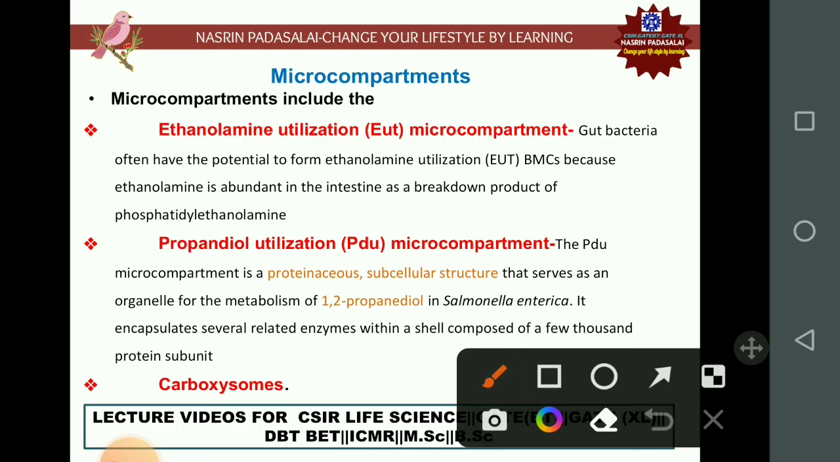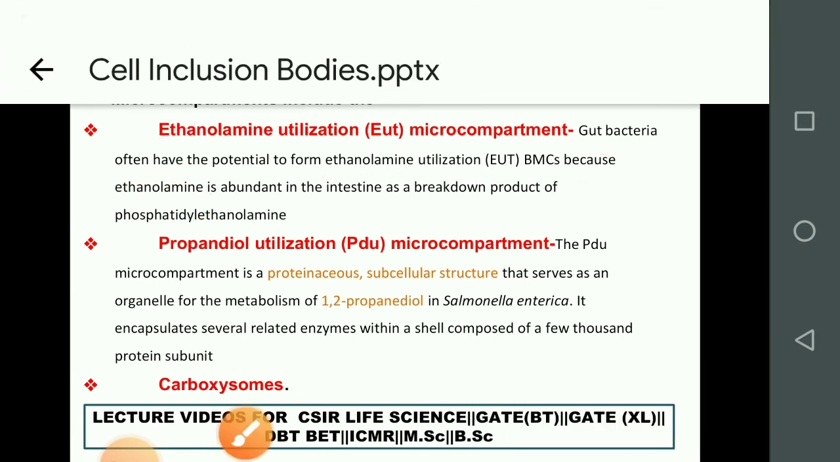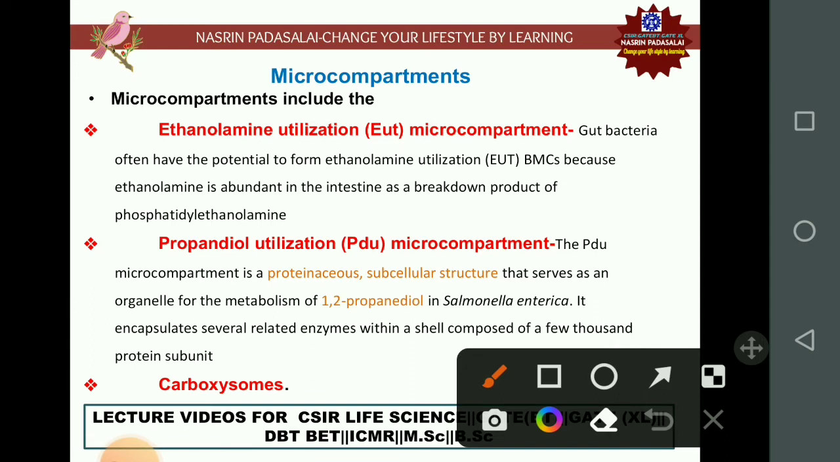These are a few examples of microcompartments. First, the ethanolamine utilizing microcompartment, which is called EUT. Generally, gut bacteria often have the potential to form this ethanolamine utilizing microcompartment because ethanolamine is abundantly present in the intestine. This ethanolamine is a breakdown compound of phosphatidyl ethanolamine. The next type of microcompartment is the propanediol utilization microcompartment. In short form, it is called PDU.